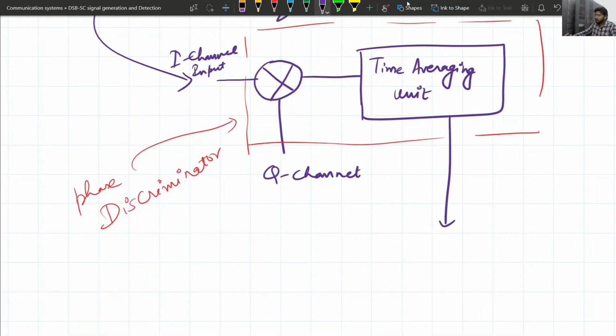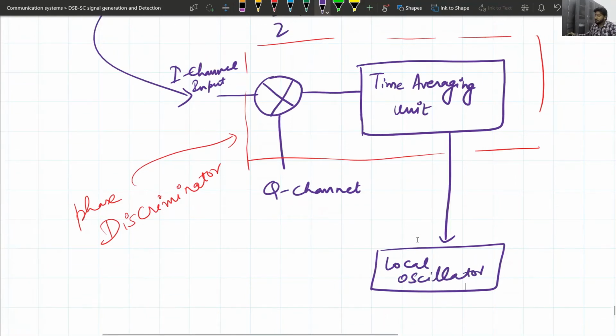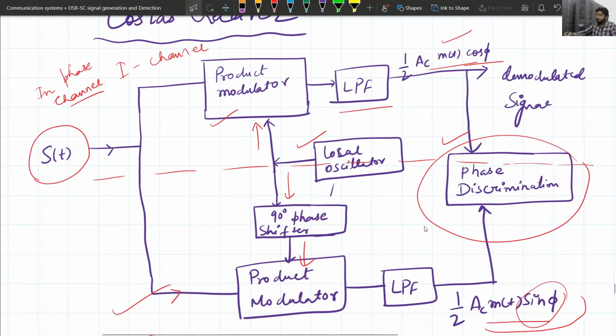And this output is then passed to the local oscillator. As we can see, the output of the phase discriminator is then being passed to the local oscillator in order to correct the phase of the local oscillator and to match with the carrier frequency. So this phase discriminator is a negative feedback system used to correct the phase of the local oscillator in order to match or synchronize it with the incoming carrier frequency.